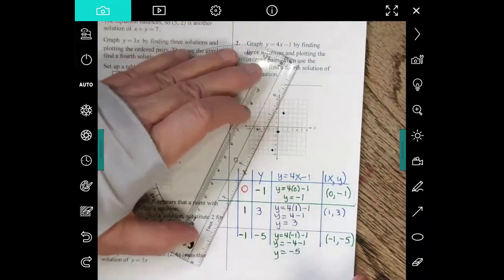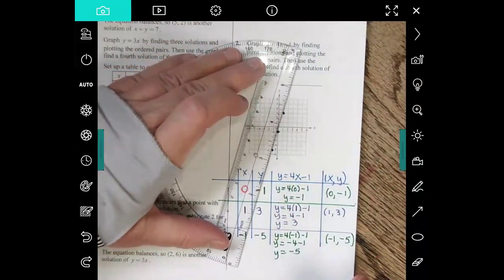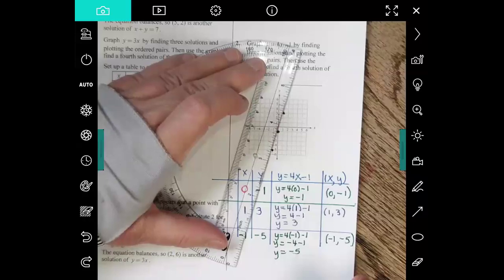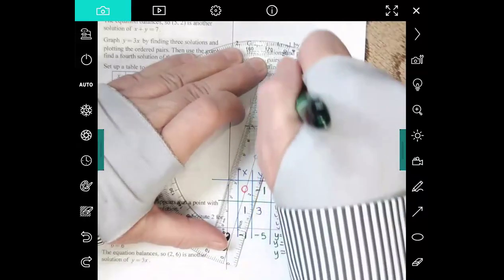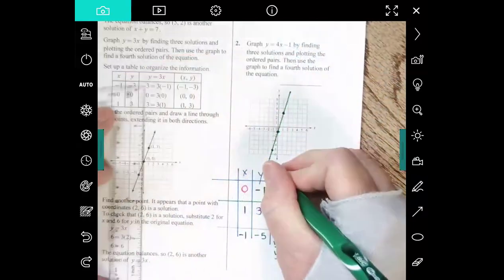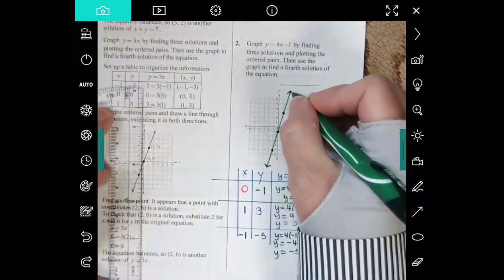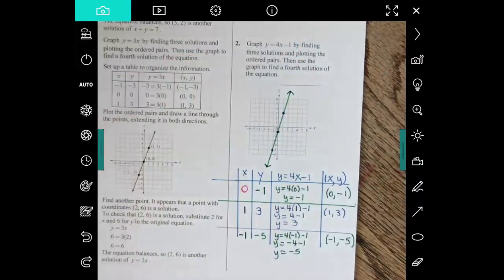Then take your handy protractor, which I ask your parents to buy, and draw your line again. No wimpy lines. The line has to extend off the edge on both sides of the graph to be a nice, strong, big line. Okay, we're good?